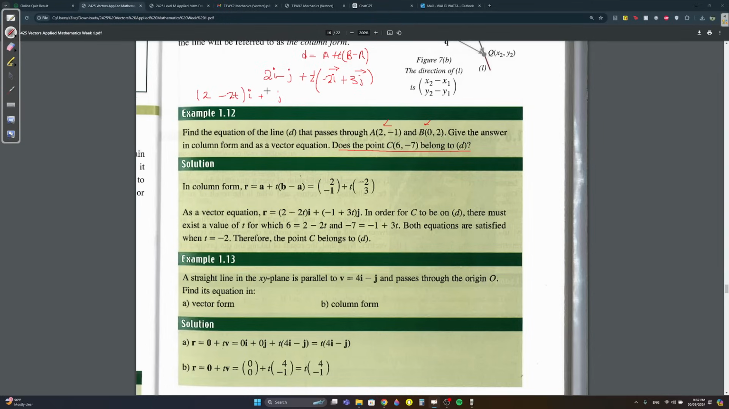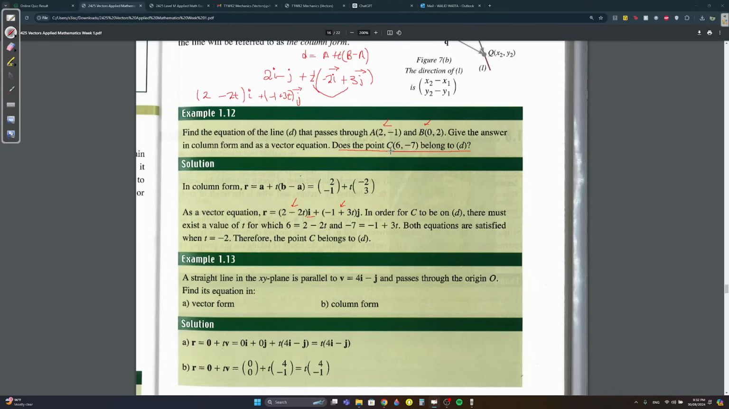Next, for my j, let me move it a bit to the right. My first j is minus 1, so minus 1. What's my second j? t times 3, 3t. Is that the answer? Yes, (minus 1 plus 3t)j, and you have (2 minus 2t)i.